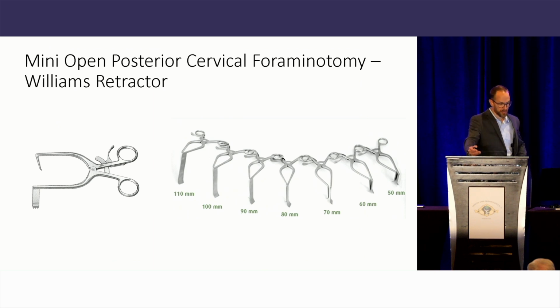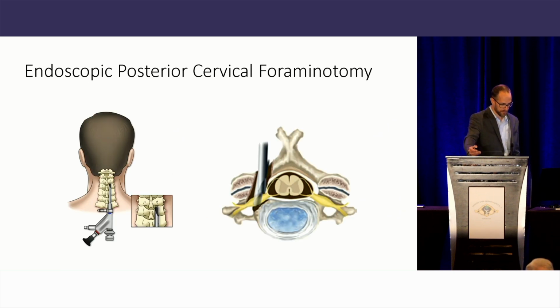I'd use a mini open approach. I use a Williams retractor for that, and I think that's a perfectly reasonable option. If you're a real masochist, you can do an endoscopic posterior cervical foraminotomy. It's a very similar approach.